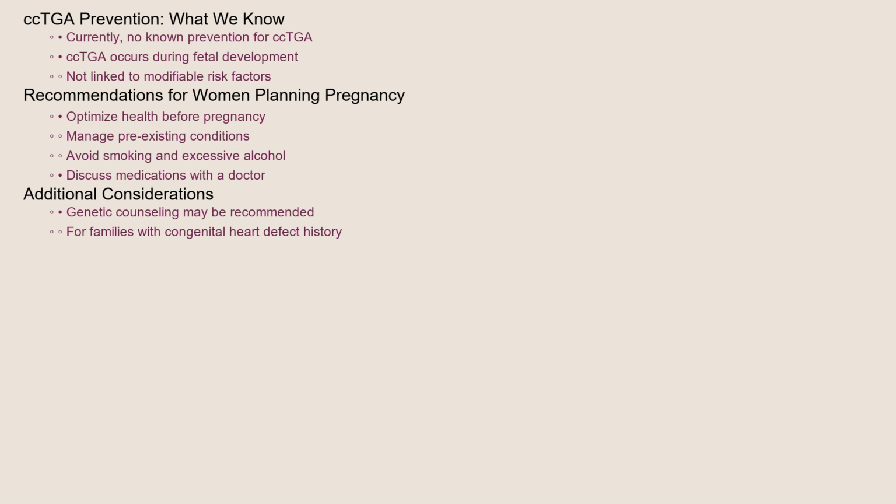Unfortunately, there's no known way to prevent CTGA, as it's a congenital heart defect that arises during fetal development and is not typically linked to modifiable risk factors. Women planning to become pregnant should ensure they are in optimal health, including managing any pre-existing medical conditions, avoiding smoking and excessive alcohol consumption, and discussing any medications they are taking with their doctor. Genetic counseling may be recommended for families with a history of congenital heart defects.